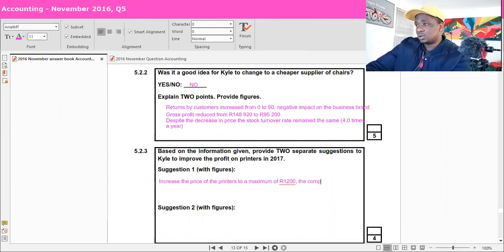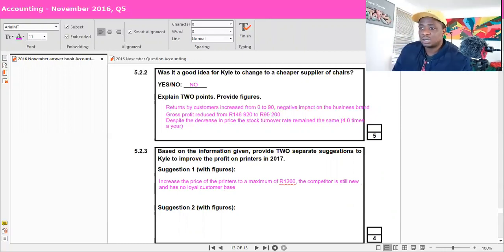The competitor is still new and has no loyal customer base. If you're old in the market, people just buy from you because you have developed some reputation. So you'd want to increase that price to a maximum of 1,200.